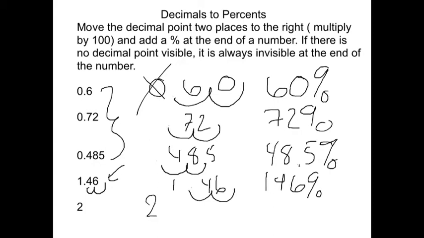2. Okay, if there is no decimal point visible, I don't see a decimal point, it is always invisible at the end of the number. So I'm going to make it visible at the end of the number. I'm going to move it 2 places. I have 2 empty spots, so it becomes 200%.